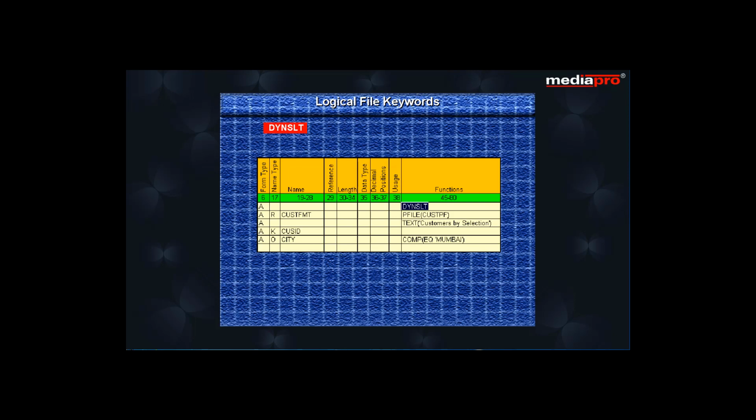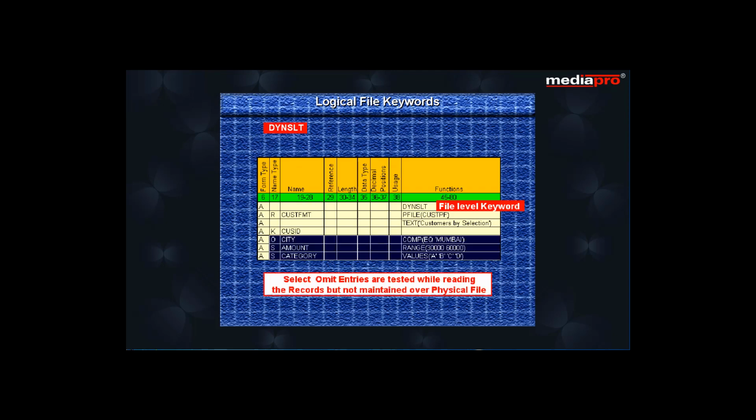Next, let us look at the dynamic select keyword. This is a file level keyword. When the dynamic select keyword is used, the select omit entries are tested only when an application is reading the records and are not maintained over physical files. Here, the logical file access path will have entries for all the records.